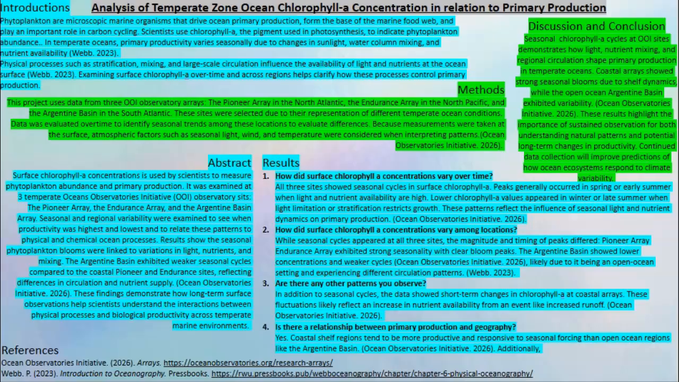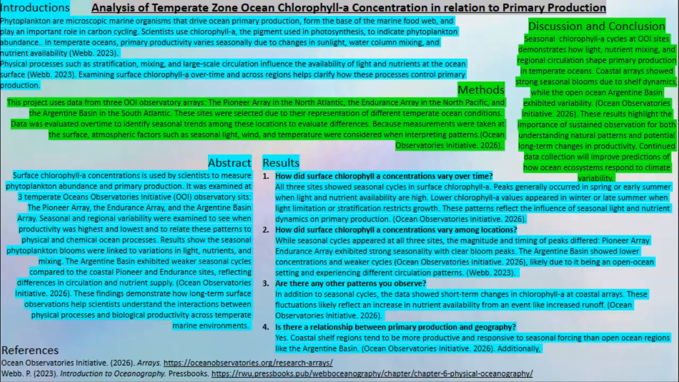Lower chlorophyll A values occurred during winter when light is limited and during late summer when strong stratification restricts nutrient mixing from deeper waters. These seasonal patterns demonstrate how strongly primary production in temperate oceans is controlled by light availability and nutrient dynamics.